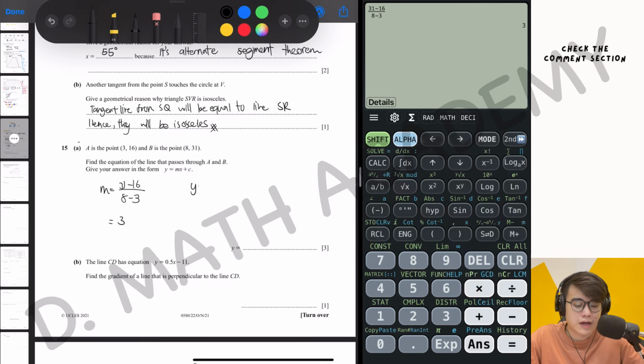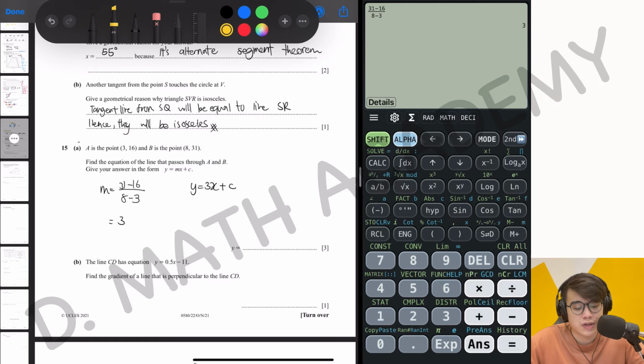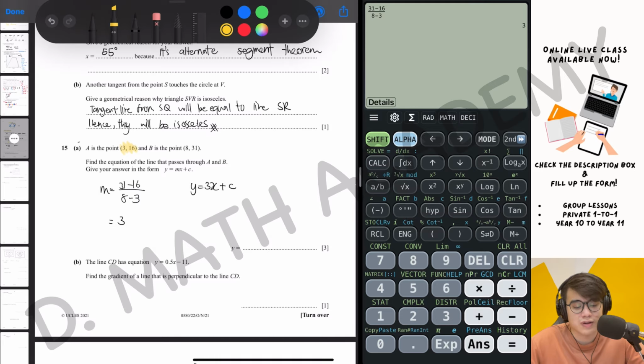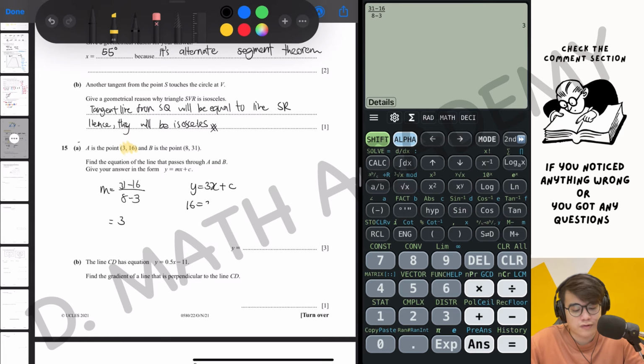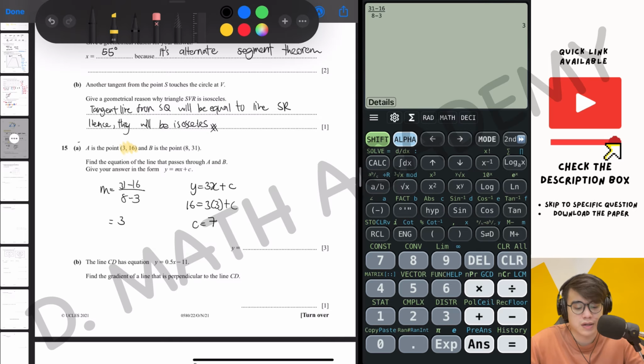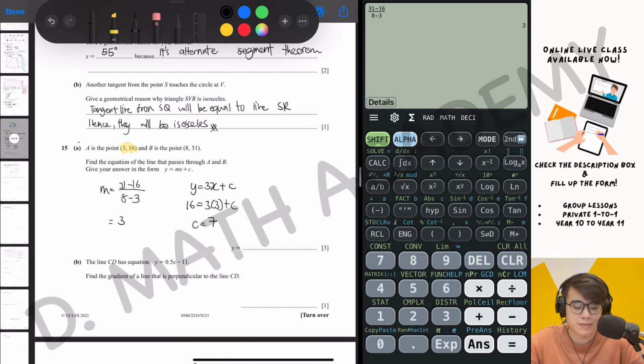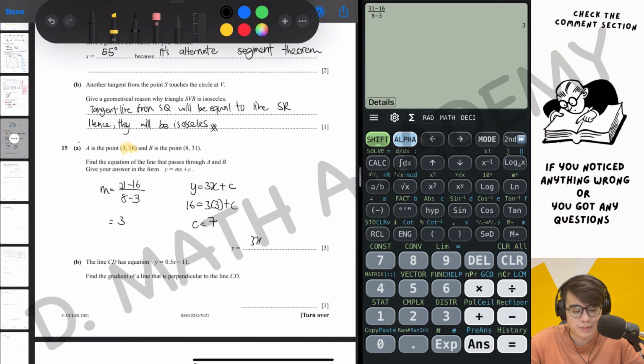So you can now write down y equals 3x plus c. And then you can sub in either one of the points. In this case, I prefer to sub in the smaller one so that the entire process is easier. So I have 3 times 3 here plus c. So my c's final answer will be 7, because of 16 minus 9. When I throw the 3 times 3 away, it becomes 7. So your final answer here will be y equals 3x plus 7.